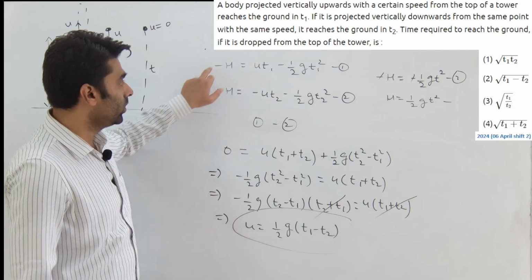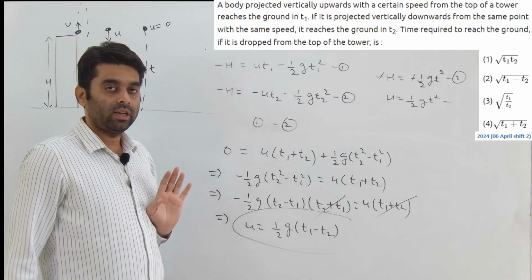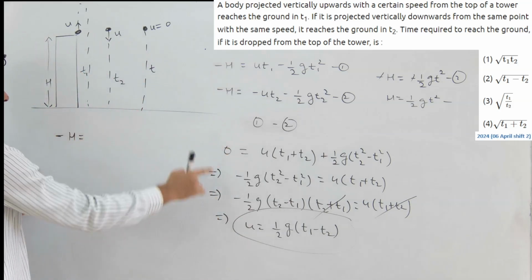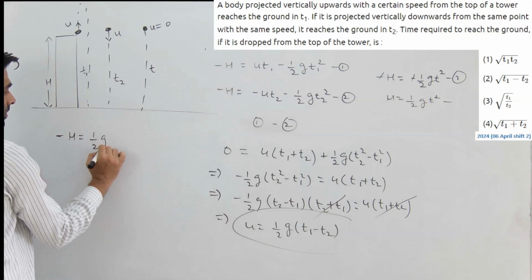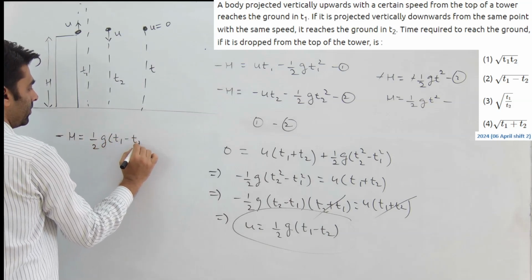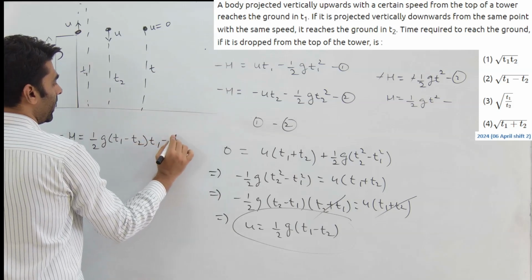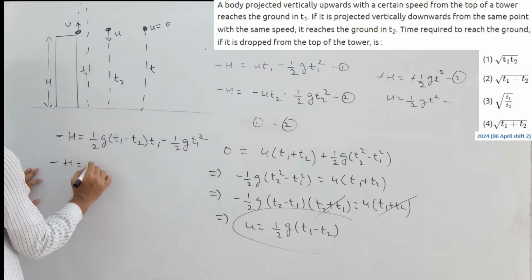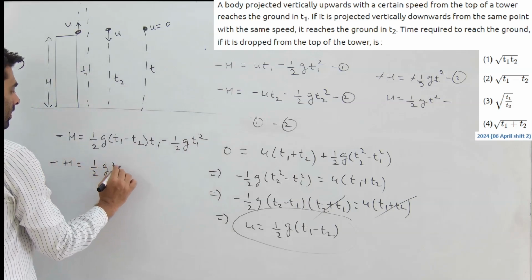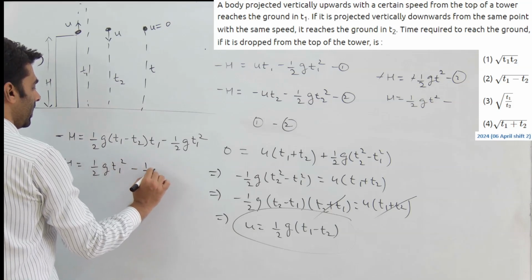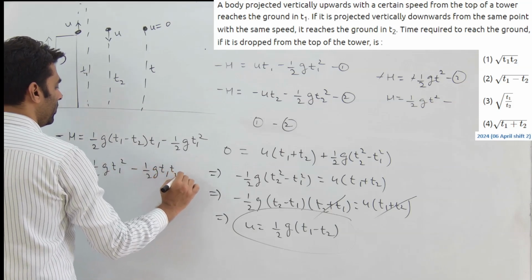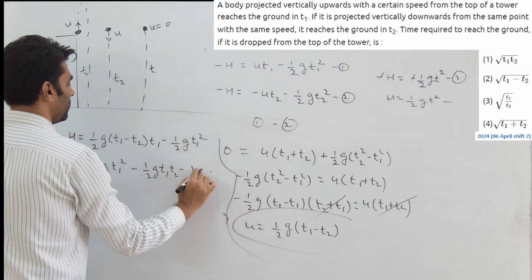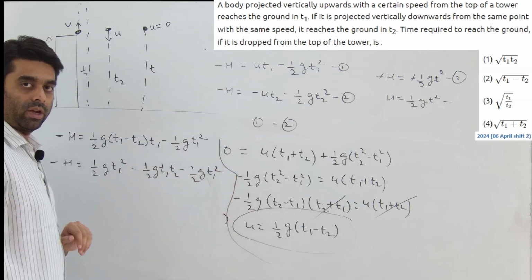Let's put this u in any one of the equations. I am using it in equation number 1. So in equation 1 I am using u. Minus h is equal to u, if I put it, half g (t1 minus t2) into t1 minus half g t1 square. Let's simplify this. Minus h is equal to minus g t1 square minus half g t1 into t2 minus half g t1 square. I hope till here it's okay.